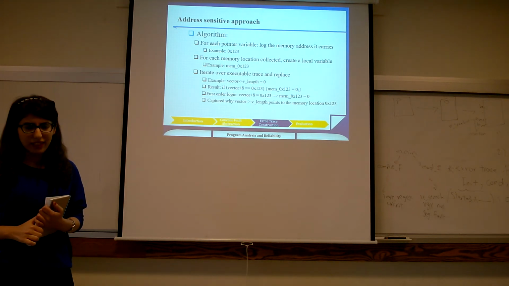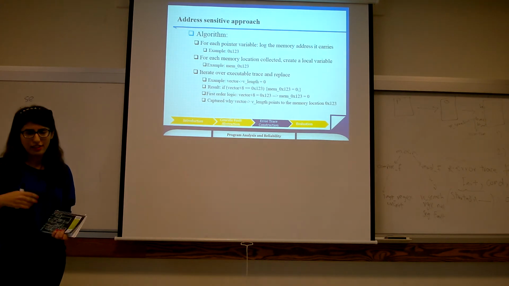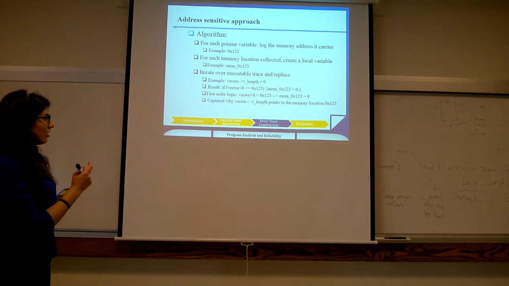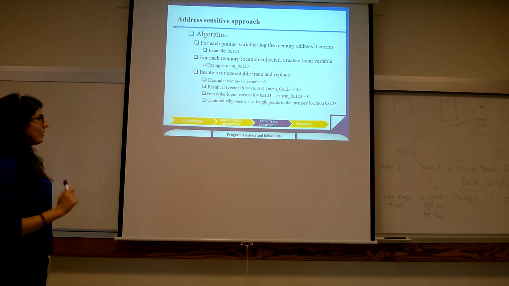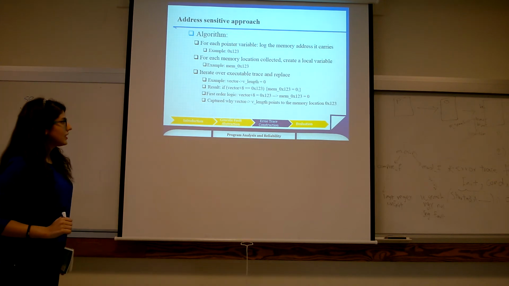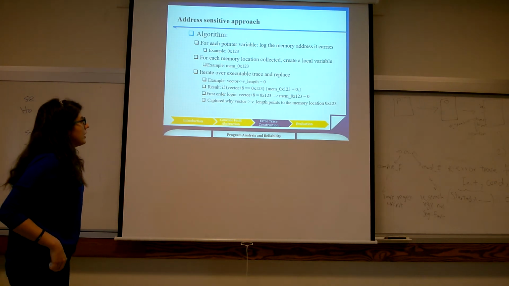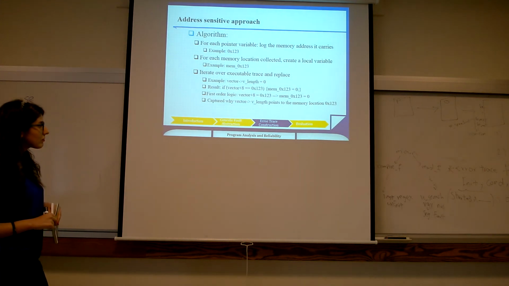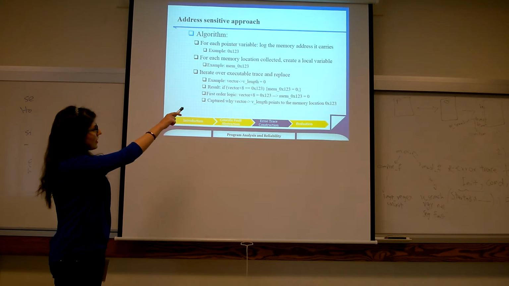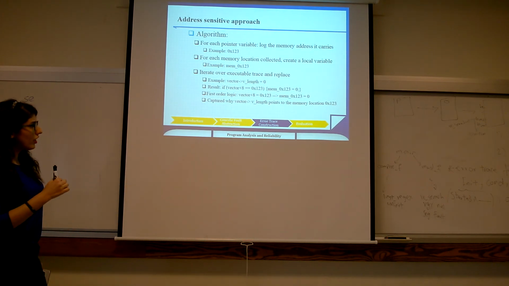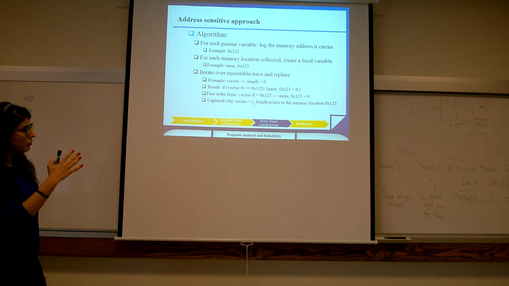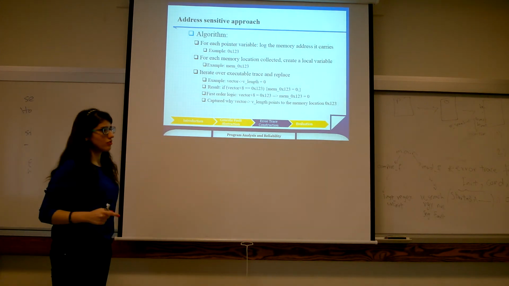So at the final step, we iterate over the executable trace and do the replacement algorithm. How it works, we have an example here. So say we have this line, vector.vlength equal to 0. So we see that here we have this weird condition: if vector plus 8 is equal to memory location 1 to 3, then put the memory variable to 0, right?